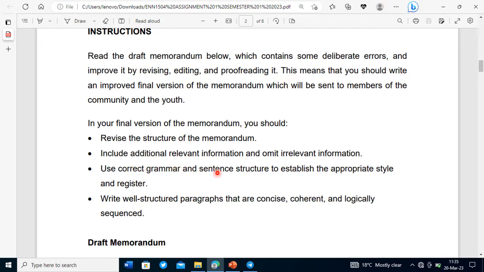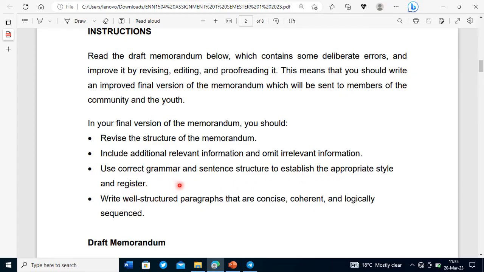Include additional relevant information and omit irrelevant information. So guys, you need to take out irrelevant information. To omit is to take out. So you should take out irrelevant information and then put in relevant information. So how are you going to do that? You are going to use the background of that memorandum to improve that draft of that memorandum. That's how you'll be able to see which is relevant and which is irrelevant. Then you strike out the ones that are irrelevant.